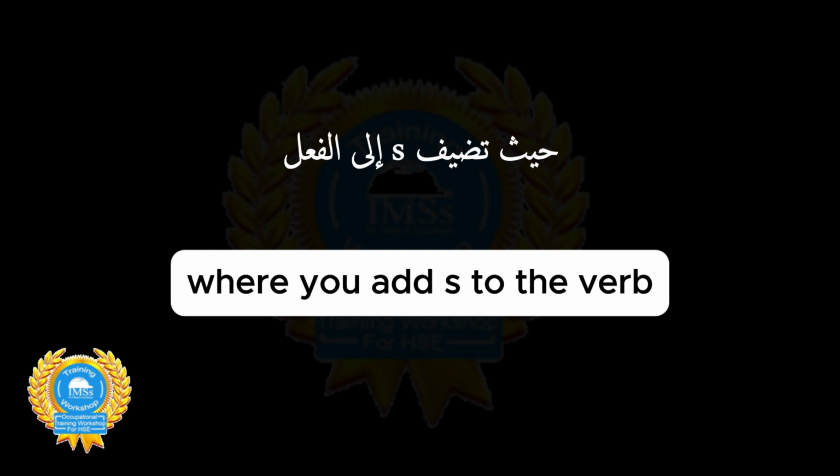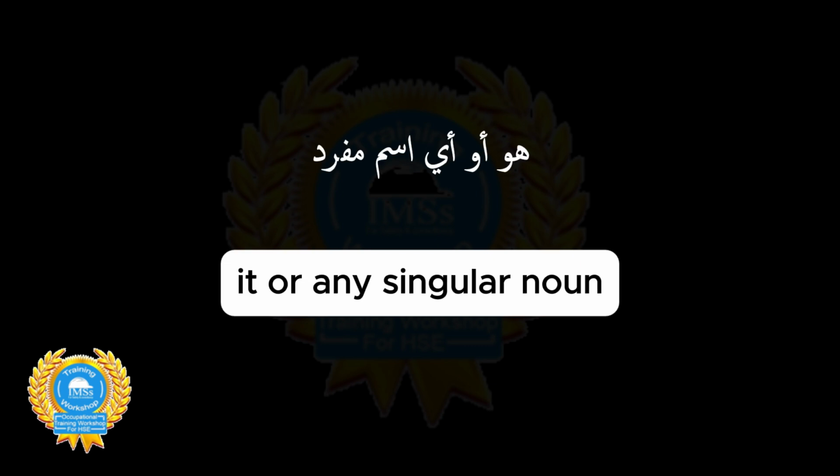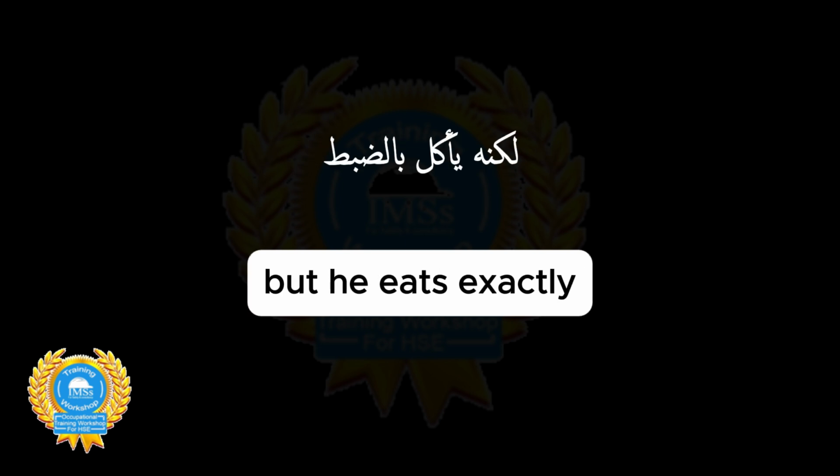Right, but there's that little detail we talked about earlier. Oh, yeah. Where you add s to the verb when it's the third person singular in the present tense. Right. So for he, she, it, or any singular noun, we add s to the verb. So it's John eats, but he eats.